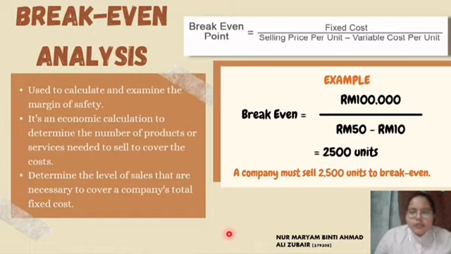As you can see the example here, the fixed cost is 100,000 ringgit, the selling price per unit is 50 ringgit, and the variable cost per unit is 10 ringgit. After calculating this, we will get 2,500 units. This means that the company must sell 2,500 units to break even.